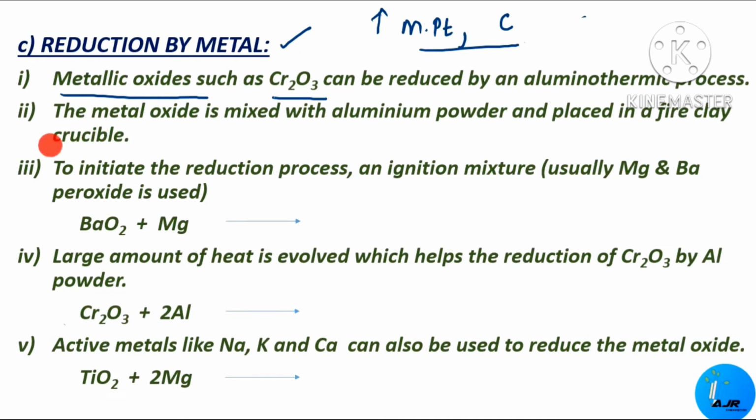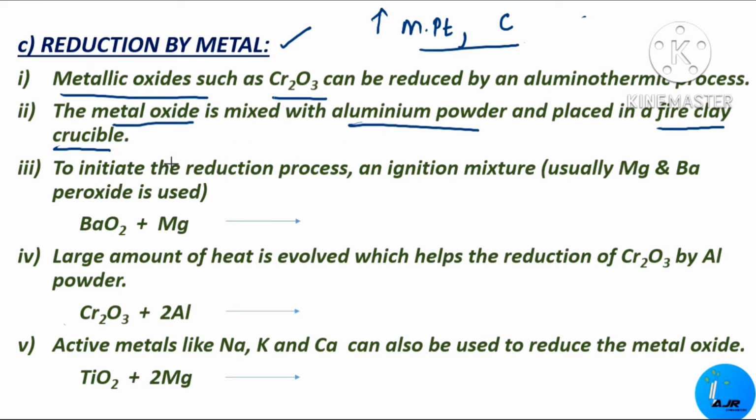So that's different from a blast furnace, reverberatory furnace or smelting furnace. Here we have a fire clay crucible. In this fire clay crucible, the metal oxide is mixed with aluminum powder and placed in it. Now it should be ignited, meaning it should be heated, since it has a high melting point.